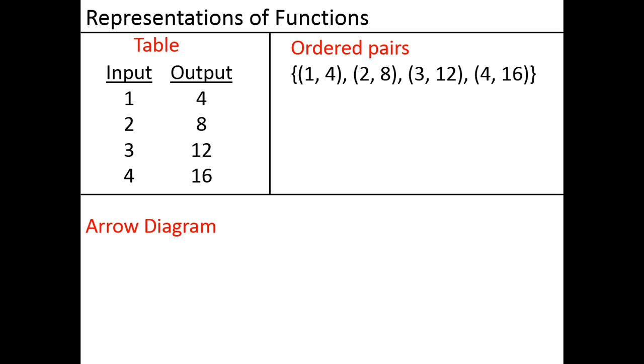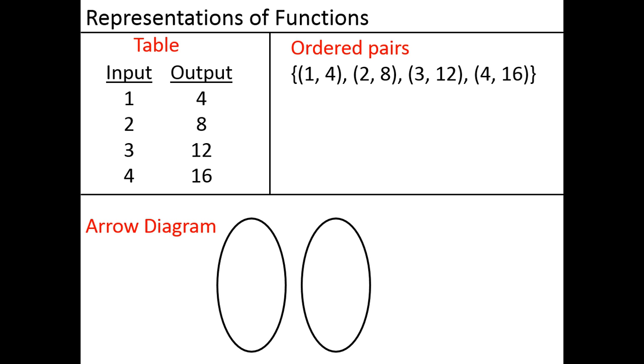We can represent a function using an arrow diagram. So this is a kind of picture that talks about what the function's doing. If we think of the inputs and the outputs, which remember means the domain and the range of this function, we can show a picture of what those domains and ranges would look like. So the input values are 1, 2, 3, and 4, and the output values are 4, 8, 12, and 16.